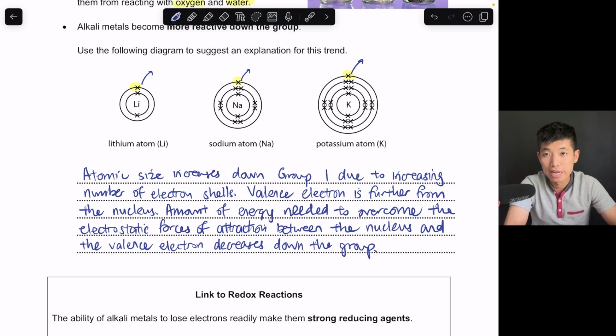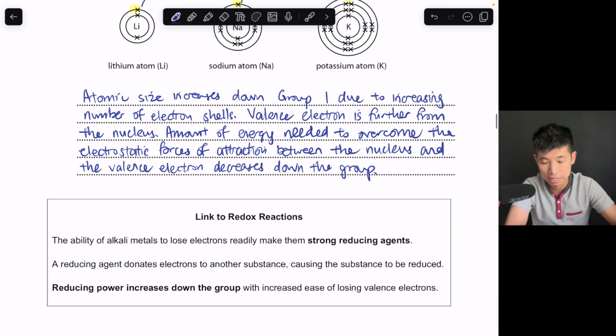When we say that an element loses electrons, that element is oxidized. So loss of electron means oxidation. And by losing the electron, you're giving it to someone else, and you cause that other substance to be reduced. Okay, so this will be covered in the topic of redox reactions. So keep that in mind if you haven't learned that.